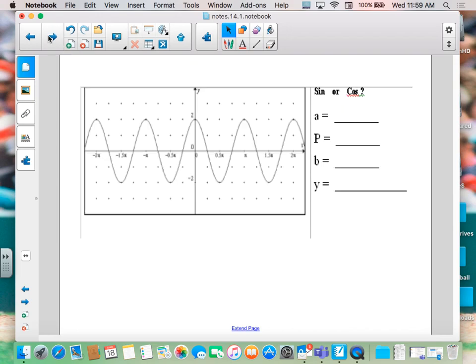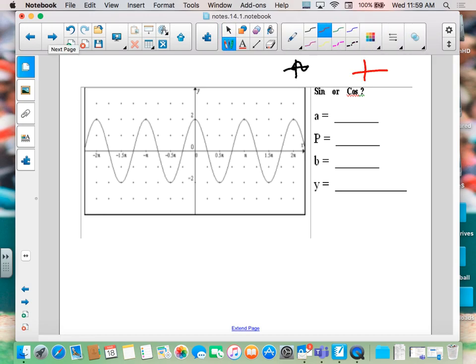Here's the fun part. Now you got a picture, and can you come up with the equation? So remember what the parent graphs look like. Sine starts at 0, 0. Cosine starts at 0 amplitude. There's your parent function. If you look at this one, it starts here at 0, 2. That's a cosine. Because we know that sine starts at 0, 0.